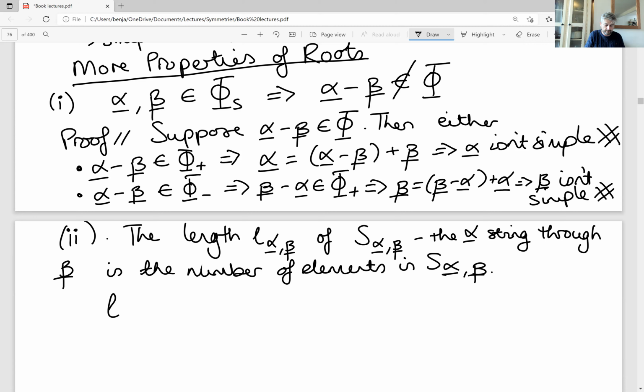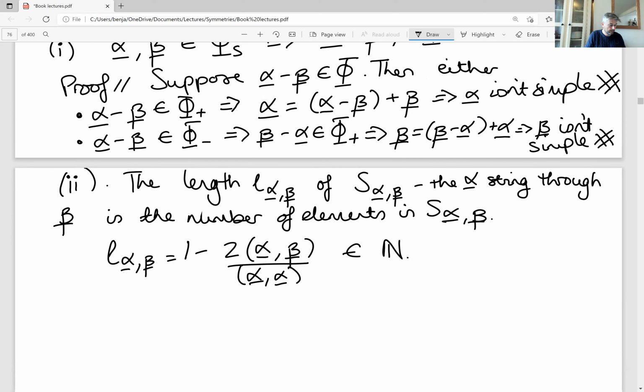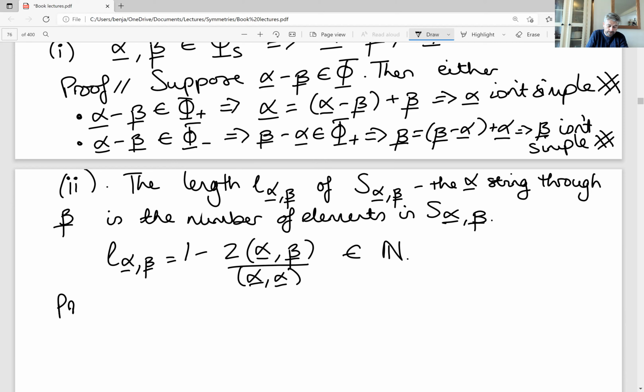So we're going to show now that L alpha comma beta is equal to, well, it's got to be a natural number because it's a number of elements, and we're going to show that it's 1 minus twice the inner product between alpha and beta over the inner product of alpha with itself. And that has to be a natural number. So let's recall our definition of the alpha string through beta from the end of the penultimate lecture.